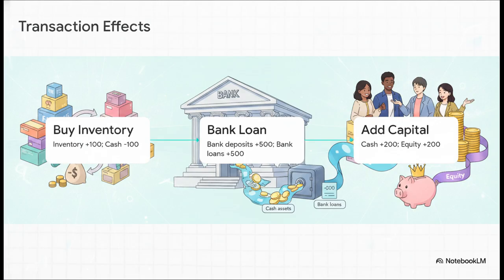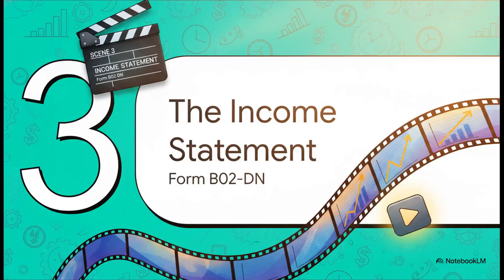Scenario 2, taking out a $500 million bank loan. This increases cash assets by 500, but it also increases liabilities by 500. Balanced again. Scenario 3, the owner contributes $200 million. Cash goes up and equity goes up. Do you see it? In every single scenario, the dual effect of accounting ensures that assets will always equal liabilities plus equity.